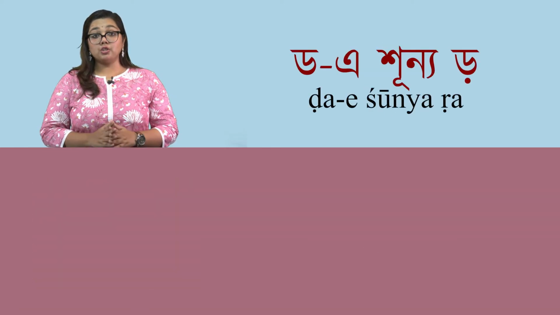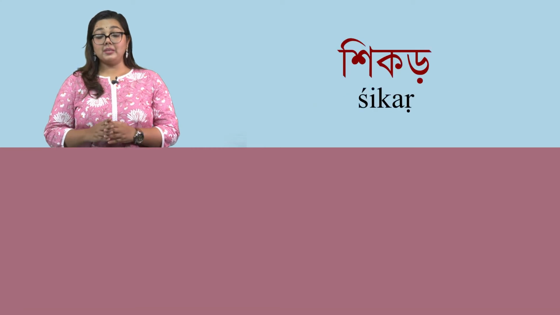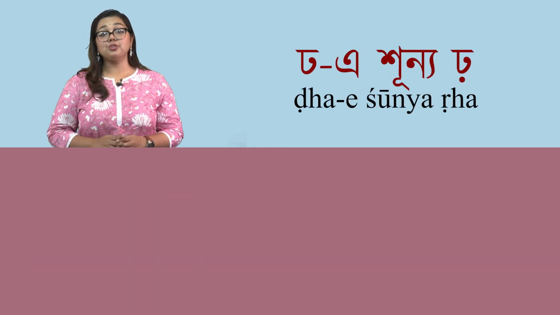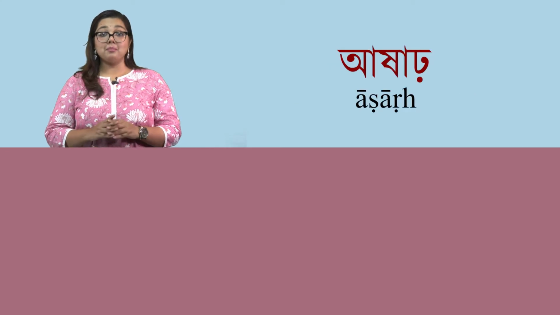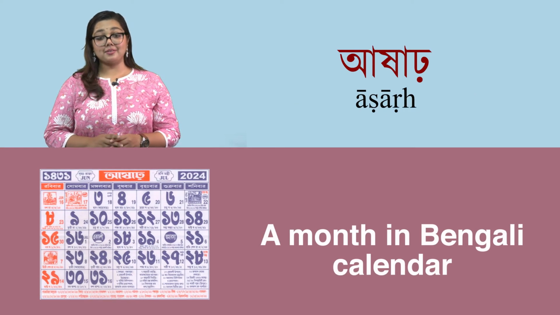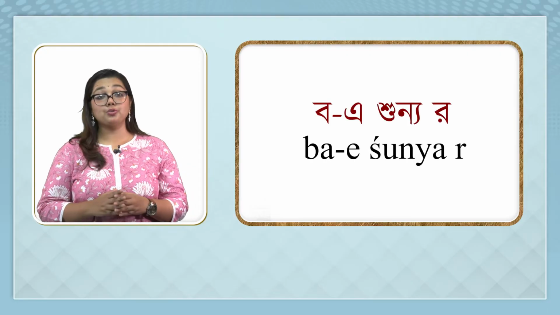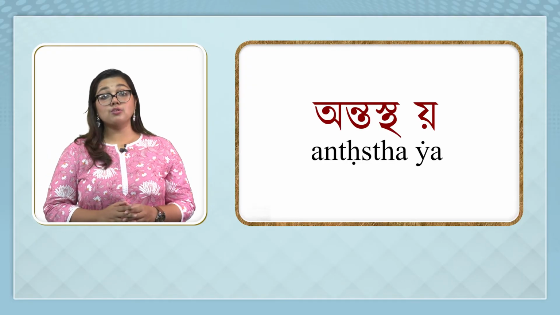Next is Doishono Ra, as in Shikar, meaning root. Doishono Ra, as in Ashar, means a month in the Bengali calendar. Though in formal speech they are pronounced as flaps, most colloquial speakers pronounce them similarly to Boishono Ra. Orthographically, there are 3 alphabets corresponding to the Ra sound in Bangla, but phonetically there are distinctions, reducing in native speech. Next is Ontostho A.